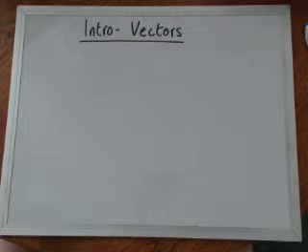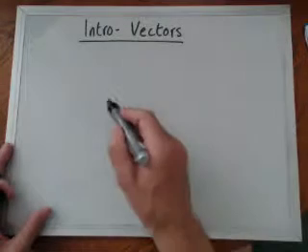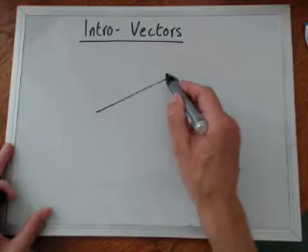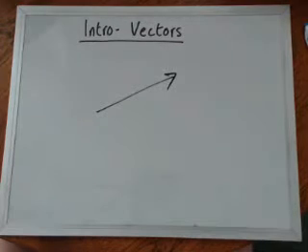This video is an introduction to vectors. Now, a vector is a quantity that has both a magnitude, that is size, and direction. So let us draw a vector. So here we go. Here is a vector represented by an arrow.